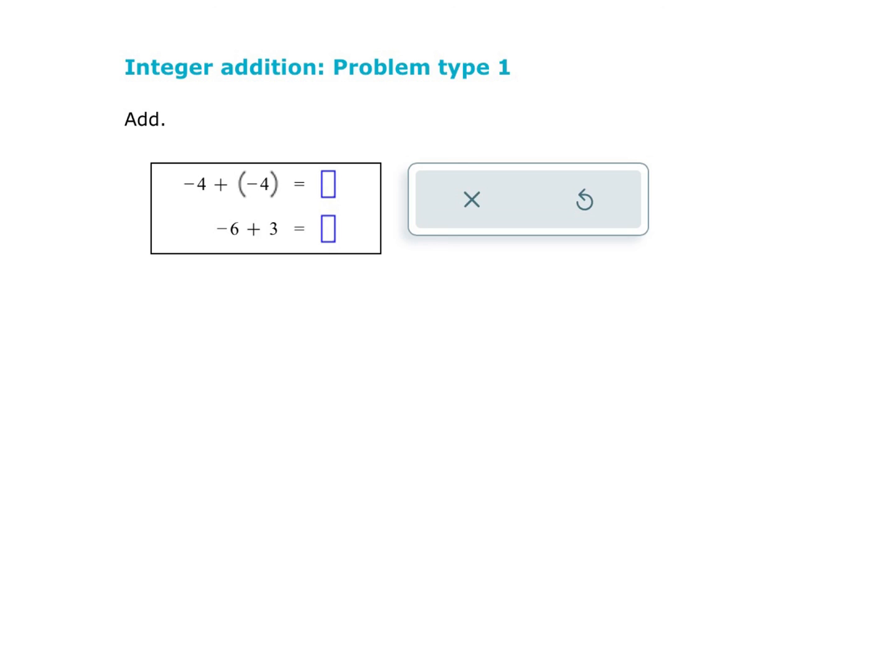A couple more, we have 4 negatives combined with 4 more negatives, which equals 8 negatives. Second one, we have 6 negatives combined with 3 positives, and the 3 positives will end up forming 3 zero pairs that will all be equal to nothing, so we're left with 3 negatives.